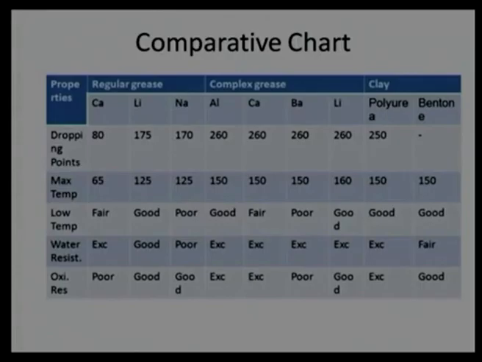Coming to the clay based, so the polyurea based, we can see that it is all as good as complex greases. More or less complex greases have 260 degrees centigrade as a dropping point, while polyurea is 250, and operating temperatures are also more or less the same. You see 150, 150, 150, 160, 150. So, by and large we can say the maximum operating temperature for grease is 150 degrees centigrade. We should not use more than that.